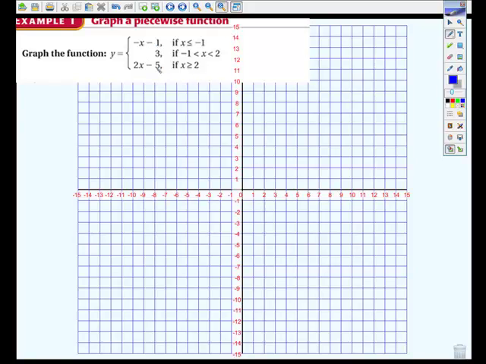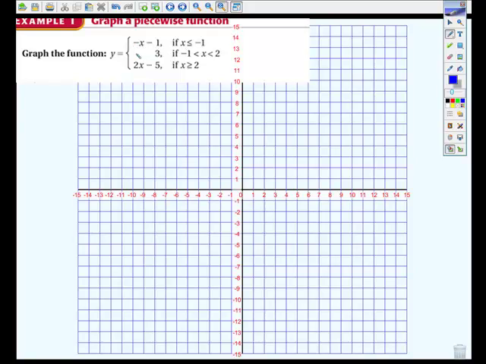So here I have one that's in 3 different pieces. I have y equals negative x minus 1 if x is less than or equal to negative 1. y just equals 3 if x is between negative 1 and 2. And y equals 2x minus 5 if x is greater than or equal to 2. So I'll take this a piece at a time.